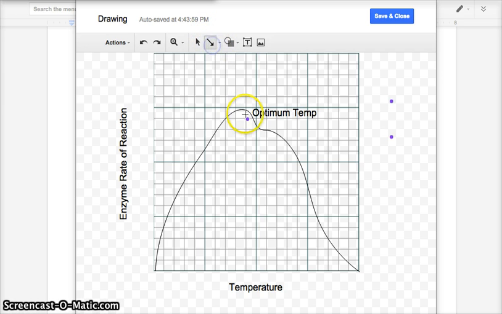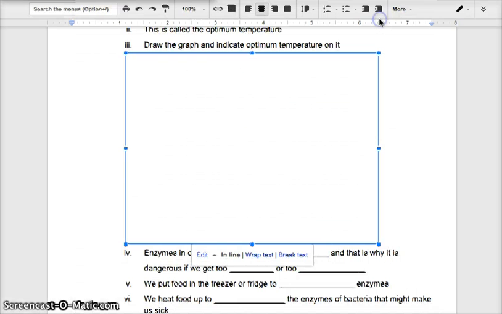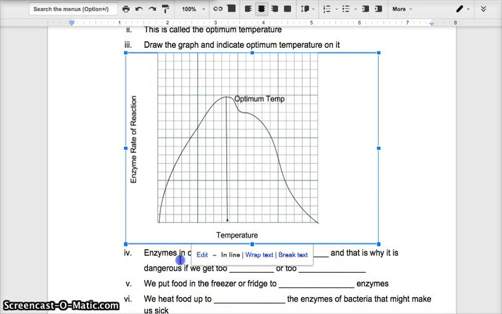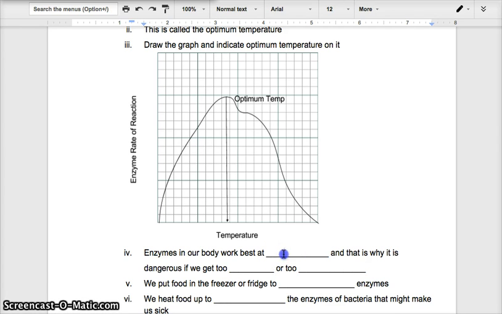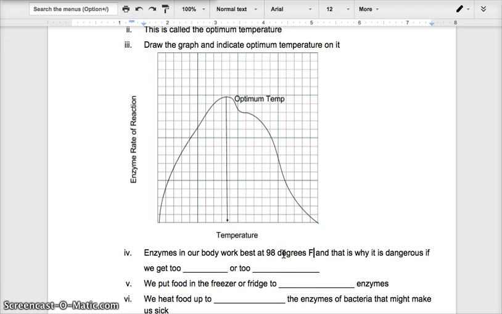All right, let's try this again. So the optimum temperature would be right here where it reaches the peak. So let's say that is, I don't know, 40 degrees or whatever temperature is right here, that would be the optimum temperature. So enzymes in our body work best at, what temperature does our body have to be? That's 98 degrees Fahrenheit. And that is why it's dangerous if we get too hot or cold.